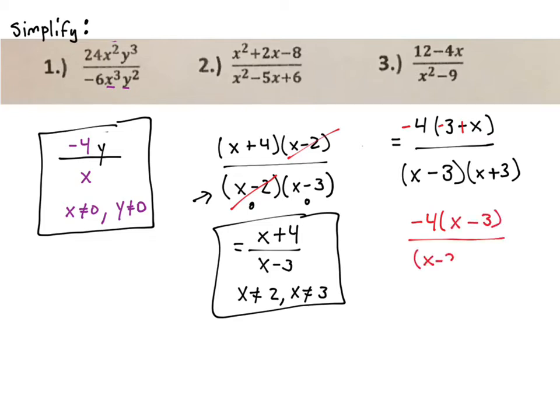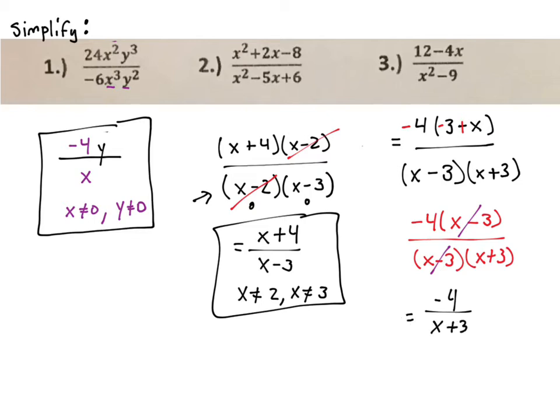And then you've got x minus 3 on the bottom, x plus 3. So now we're starting to see things that could cancel. Like we've got the x minus 3, the x minus 3, those cancel out. And so now we're left with negative 4 over x plus 3.